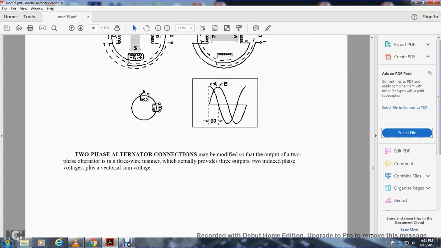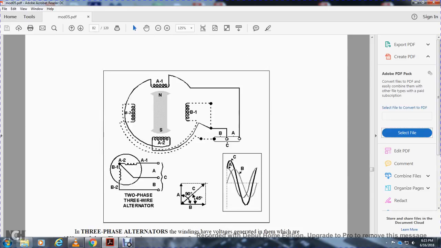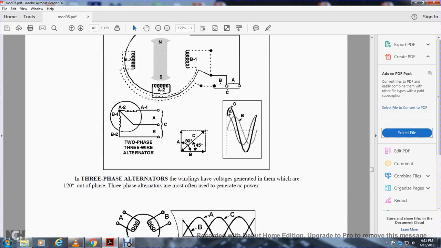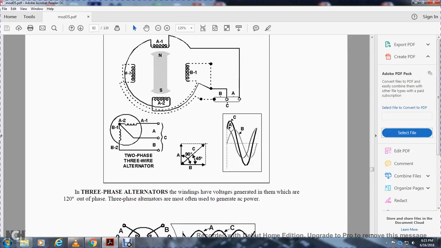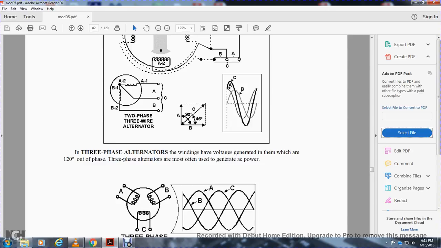Two-phase alternator connections may be modified so that the output of the two-phase alternator in a three-wire manner will actually provide three outputs: two induced phase voltages plus a vector sum voltage. Three-phase alternator windings have voltages generated in them which are 120 degrees out of phase. The three-phase alternator generates AC power.